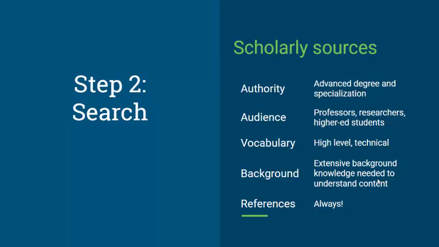The vocabulary, you can tell a scholarly source from a mile away because it is very dry and academic, a lot of big words and jargon. It's very technical. The background that's provided in scholarly sources, the reader needs to have a lot of background knowledge already just to understand the content. And then finally, you'll know a scholarly source because it will have plenty of references at the end. If a source doesn't say where they got their information from, that's going to be a problem.